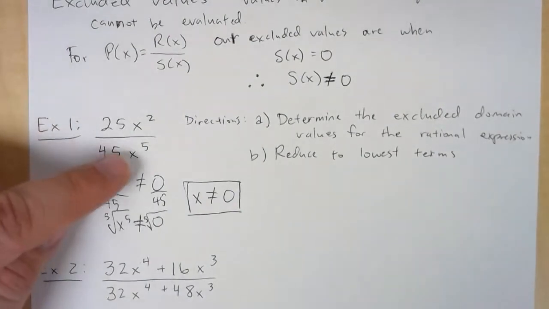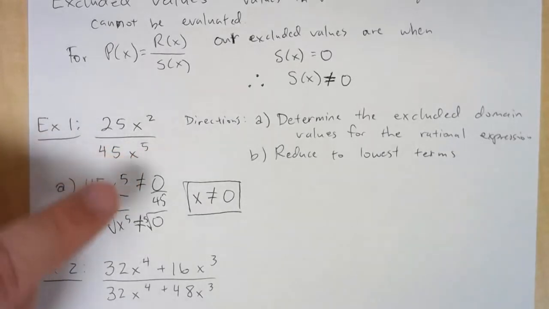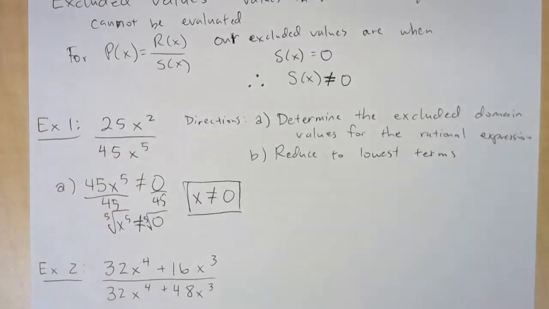So what we're saying is we can't have x equal 0, because 0 raised to the 5th power is 0, times 45 is 0, which we would then be dividing by 0. We're not allowed to do that in math yet. I'm just going to say yet.